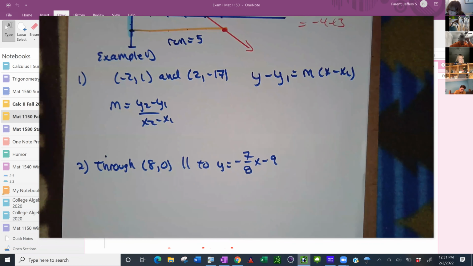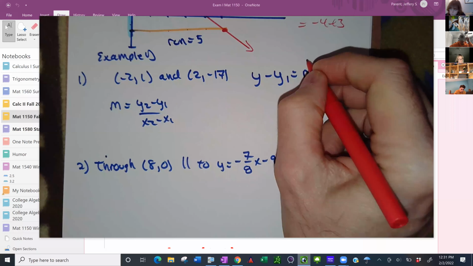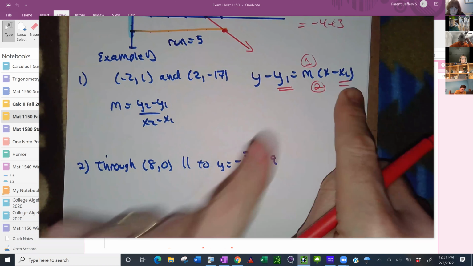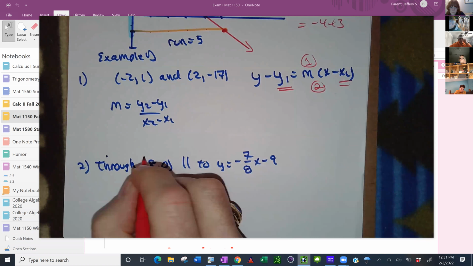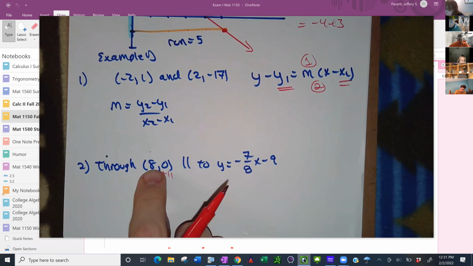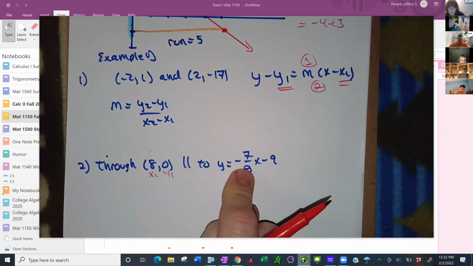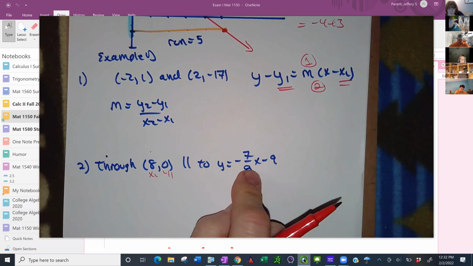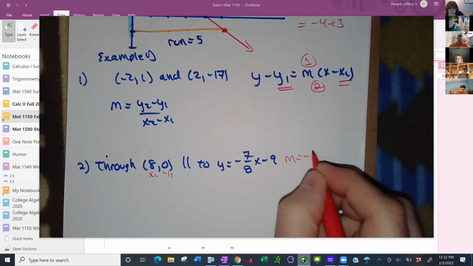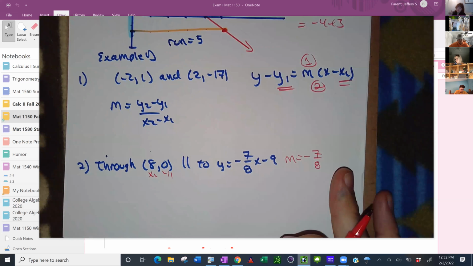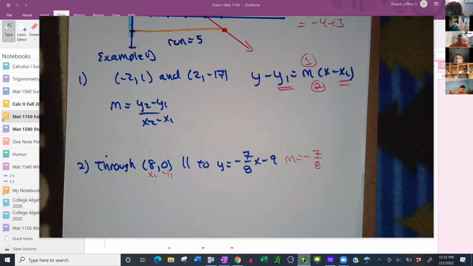Well, if I'm going to use this equation, there's two things I need to know. I first of all need to know a slope. And secondly, I need to know a point. I need to know x and y coordinates. So here's my x and y coordinates. That's your x1, y1. But how do I get the slope? Well, if I want a line through this point and parallel to this one, by being parallel, that means they have the same slope. So the slope of the line that I need to use is -7/8. Now, if you're looking at that going, oh my God, we got a fraction, there's actually good news. It's not going to be so bad.